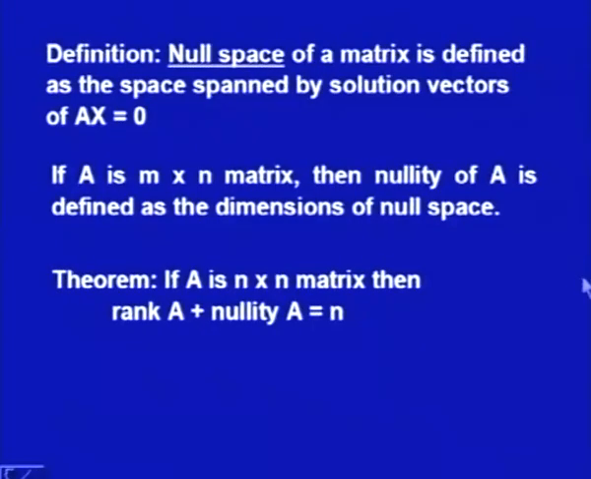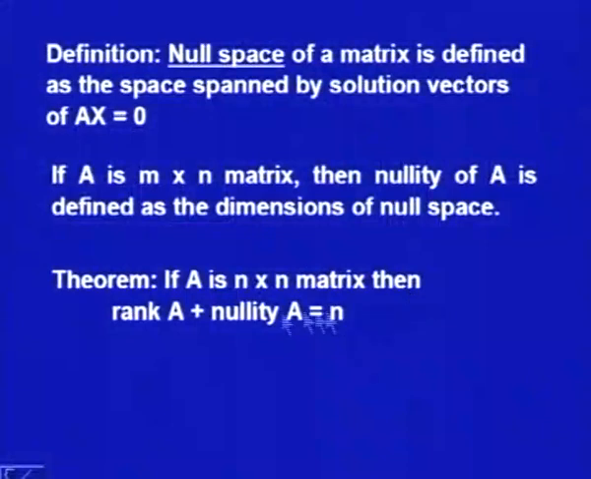Now, on the basis of this, we can say that if A is an m by n matrix, then rank A plus nullity A is equal to n. Actually, this result we have already established when we have a linear transformation T. But now, since we have already established the association between the linear transformation T and the matrix A, we have a similar result for the matrix A. So, if we have an n by n matrix, then rank A plus nullity A is equal to n.